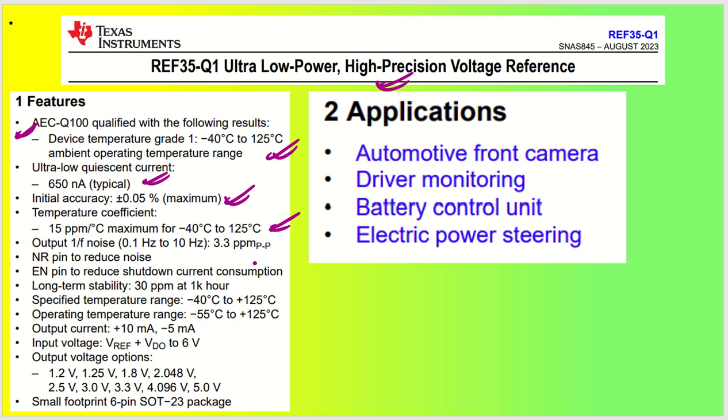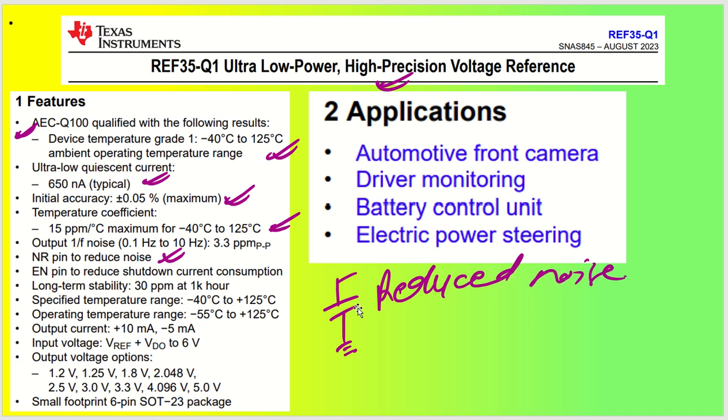It has an NR pin to reduce noise. There is an NR pin where you can put a capacitor, which will make sure the noise is reduced. If you want to reduce the noise, you can put one capacitor at the NR pin, which will help you suppress the noise. It has an enable pin to reduce shutdown current consumption. So it has an enable pin which can make sure that the IC is shut down. Otherwise you can leave that open also, no problem.